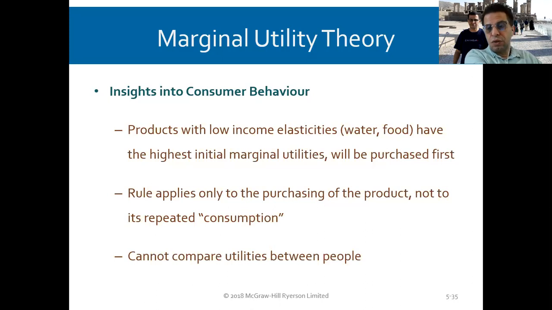The marginal utility theory gives insight into consumer behavior. Products with low income elasticity, like water and food, have the highest initial utility and will be purchased first. The stronger your reaction to a product, the higher its utility, like food and water.